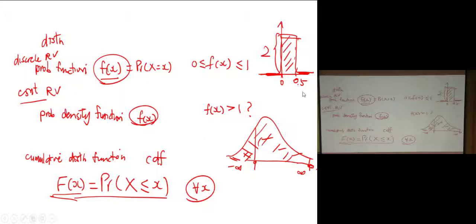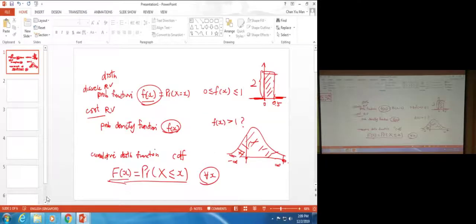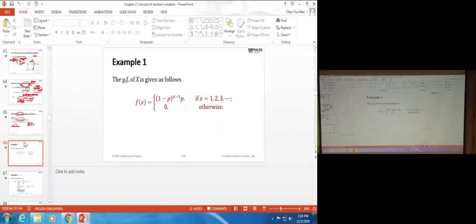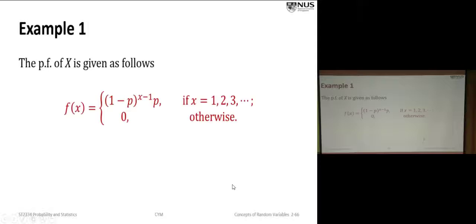All right? So today we see some examples of this CDF. Here's the first example. We are given the probability function of the random variable X, given by the form (1 minus p) raised to the power x minus 1, times p, where x equals 1, 2, 3, 4, up to infinity.